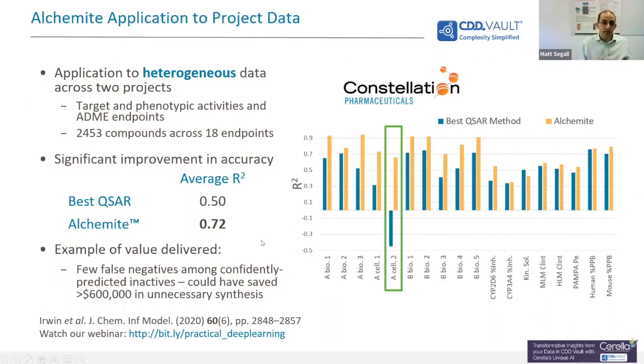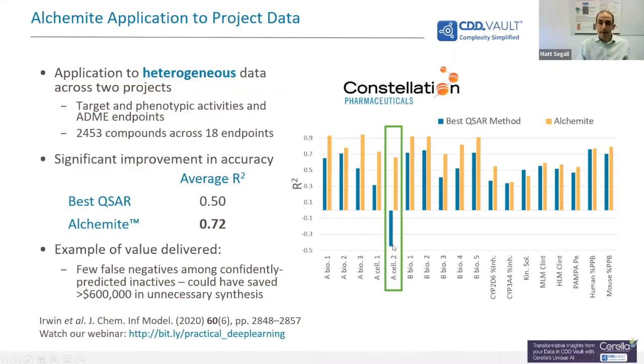And the first thing we did is we compared the performance of this method, Alchemite that's in Cerella, against different QSAR methods, and showed even when we were looking for the best QSAR model, using lots of different methods for each of the different individual endpoints, a really substantial improvement in the accuracy by using this imputation approach. So the average coefficient of determination increased from 0.5 to 0.72. But the really big improvements we saw, for example, were in these much more complex and more expensive endpoints. For example, here's a cell-based screen, a phenotypic activity.